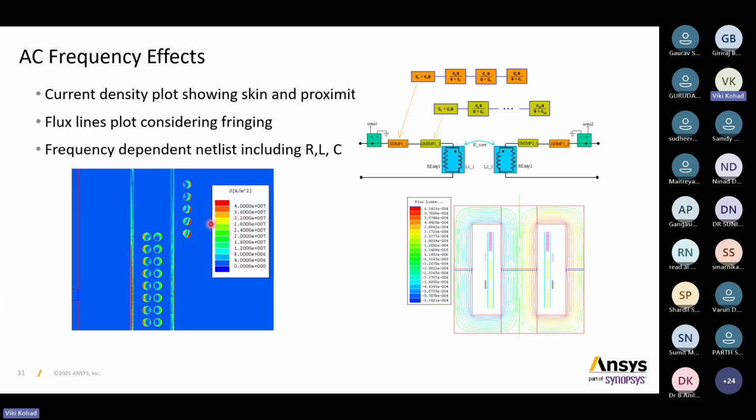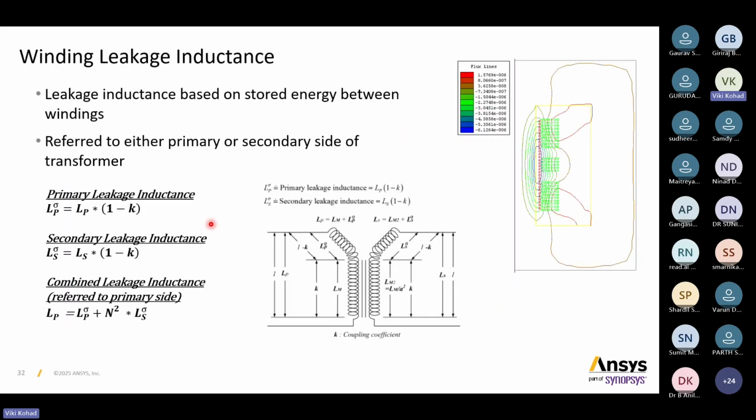This is the frequency dependent, including the RLC parameters. Then the leakage inductance calculations are there. You can find the flux lines, and there is some theory regarding the leakage inductance calculation. For the primary the formula is different and for the secondary the formula is different, because the coupling coefficient is different.